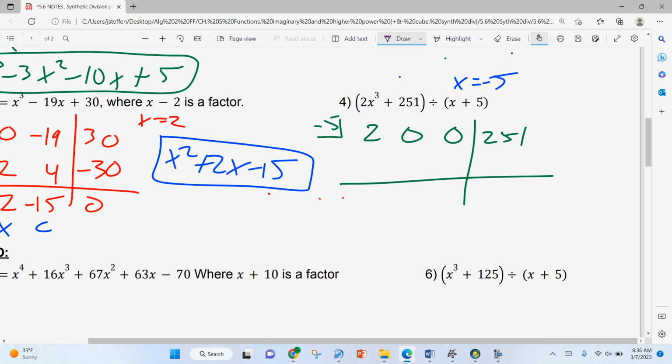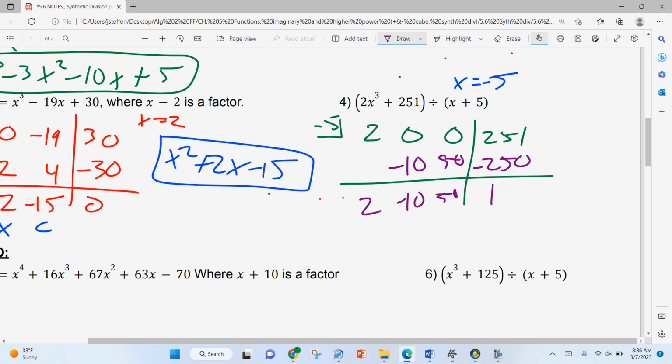Then, same thing as before, the 2 drops straight down. -5 times 2 is -10. 0 plus -10 is -10. -5 times -10 is +50. 0 plus 50 is 50. -5 times 50 is -250. So we do have a remainder of 1.